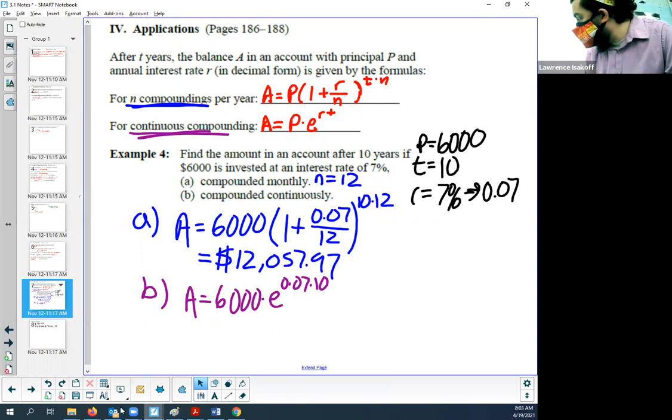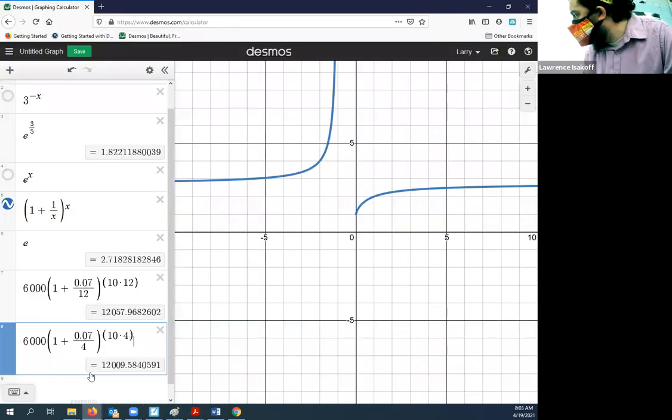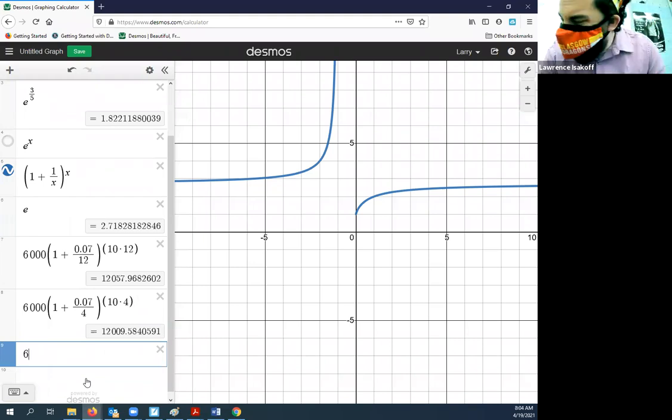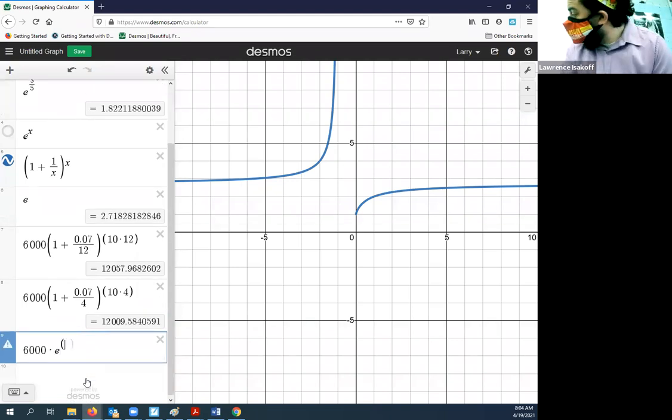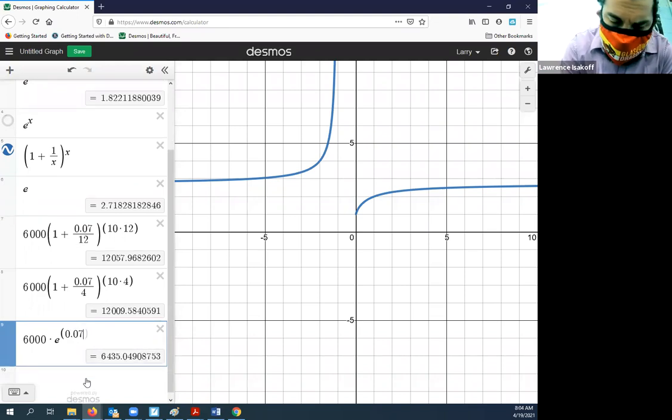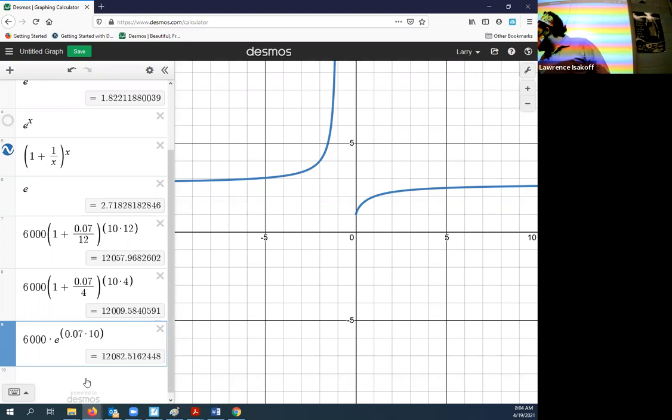Again, this is just a matter of typing it in here. So $6,000 times e to the, now I like to use parentheses here because sometimes with the multiplication, it wants to move one of them out of the exponent. That's 0.07 times 10. And there we go. We get $12,082.52.